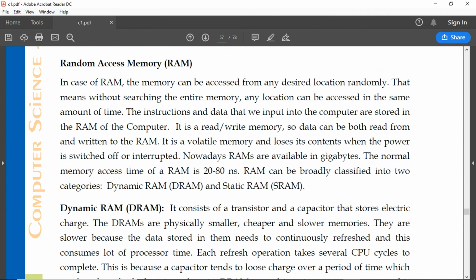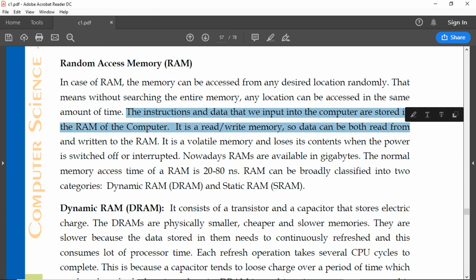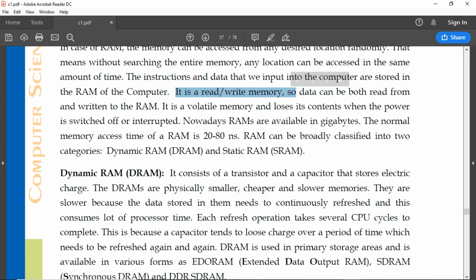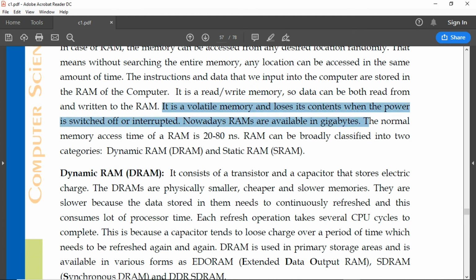Random access memory, RAM. In case of RAM, the memory can be accessed from any desired location randomly. That means without searching the entire memory, any location can be accessed in the same amount of time. The instructions and data that we input into the computer are stored in the RAM of the computer. It is a read/write memory, so data can be both read from and written to the RAM. It is a volatile memory and loses its contents when the power is switched off or interrupted.